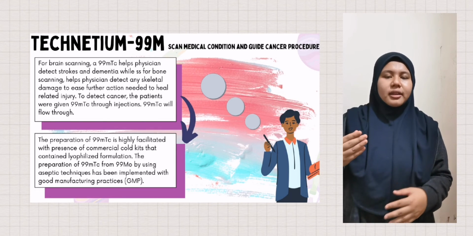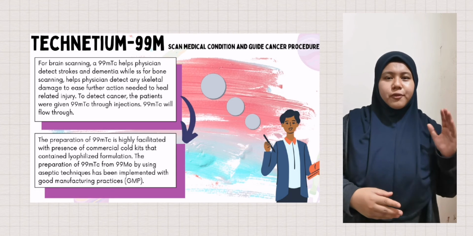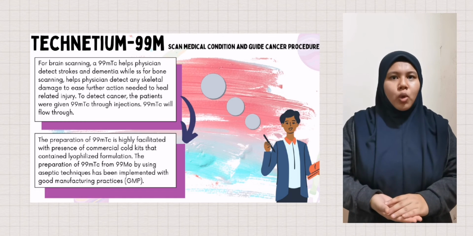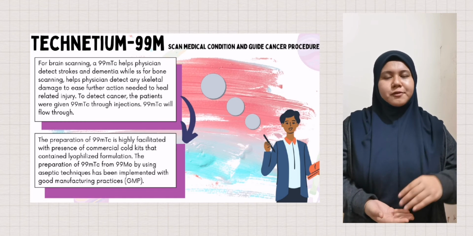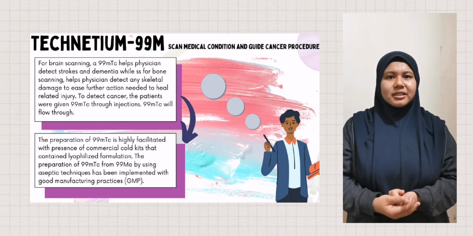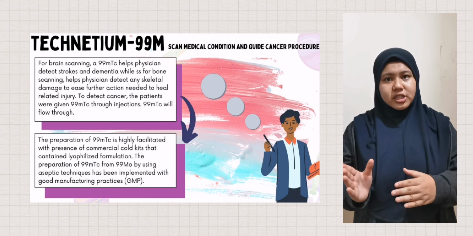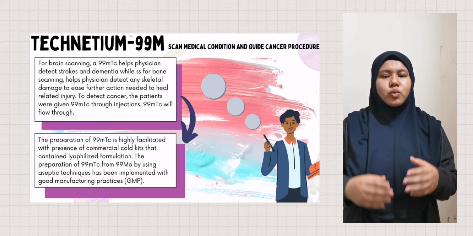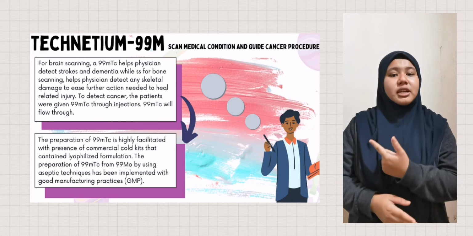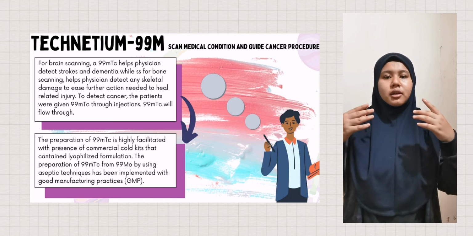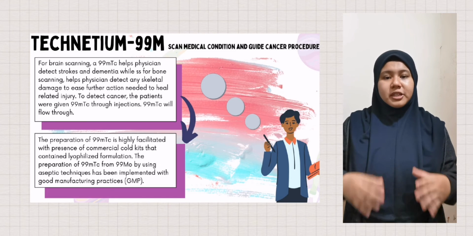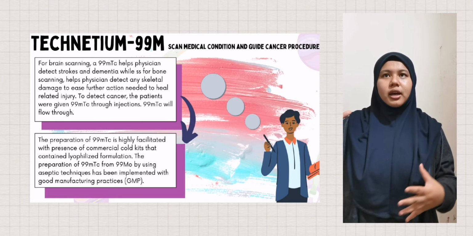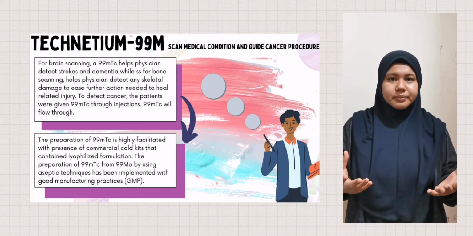For brain scanning, technetium-99m helps physicians to detect strokes and dementia, while for bone scanning, it helps physicians to detect any skeletal damage to ease further action needed to heal the injury. To detect cancer, the patients are given technetium-99m through injections, and the technetium will flow throughout the patient's body, and then the physician will use a gamma camera to detect the location of the tumor.